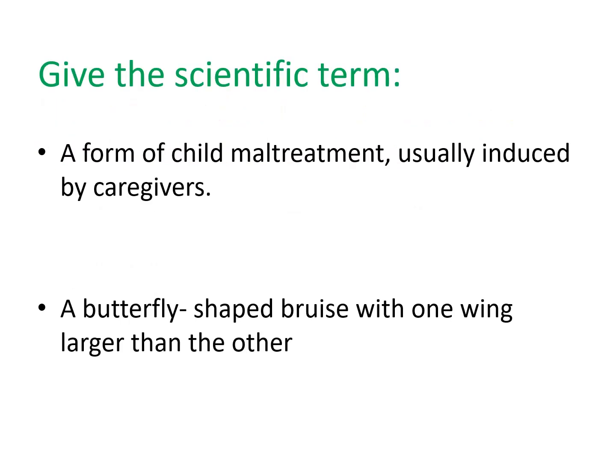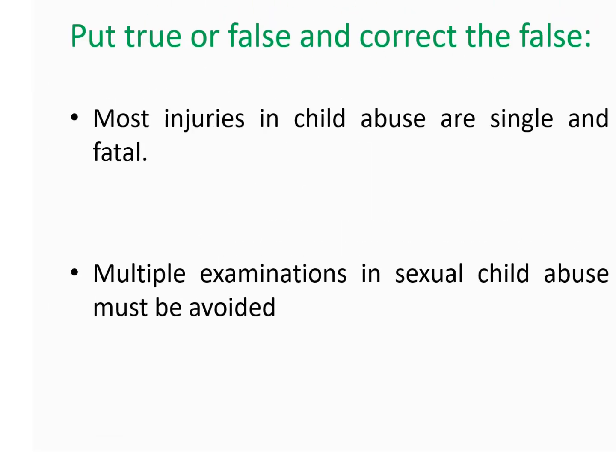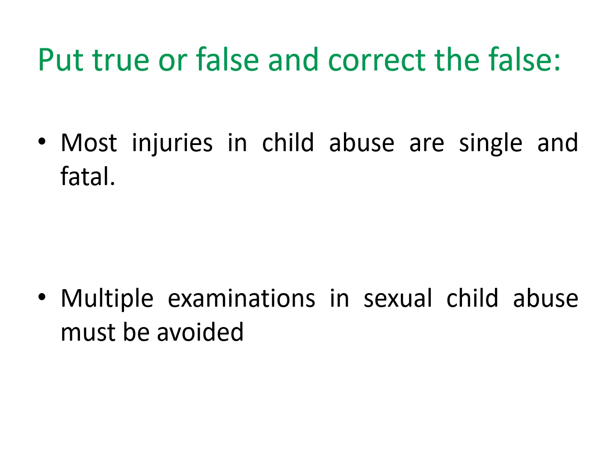Give the scientific term: a form of child maltreatment usually induced by caregivers. A butterfly-shaped bruise with one wing larger than the other. Put true or false and correct the false. Most injuries in child abuse are single and fatal. Multiple examination in sexual child abuse must be avoided.